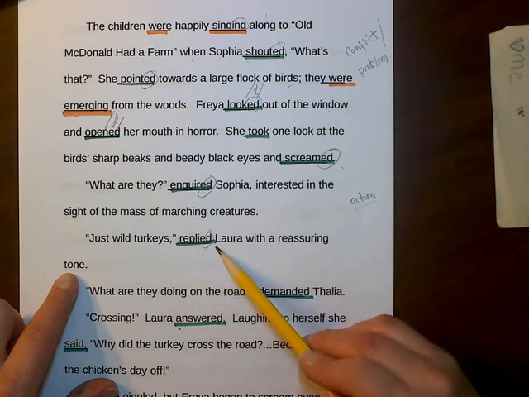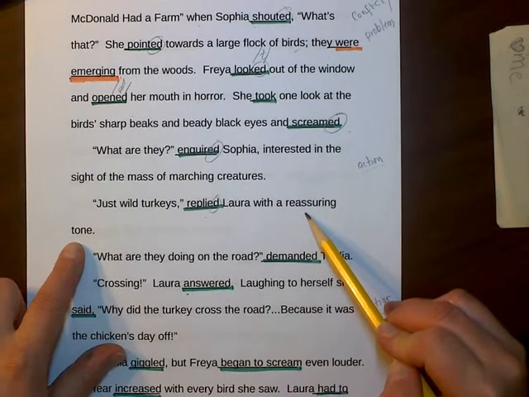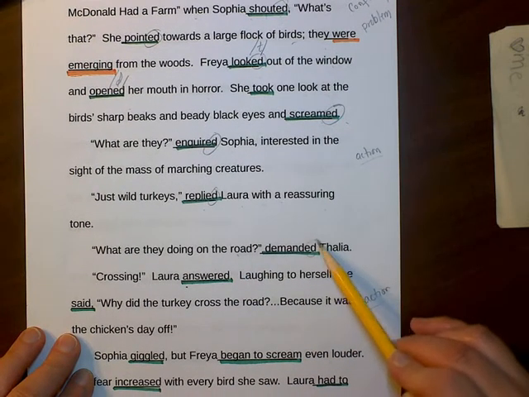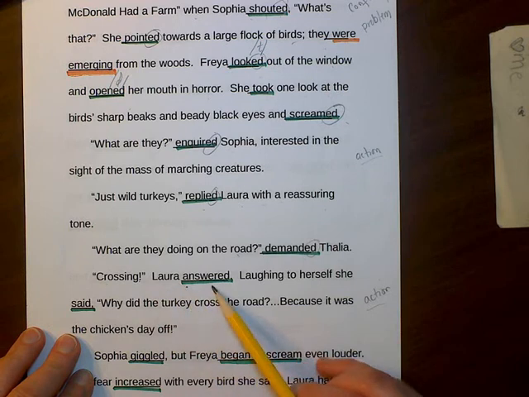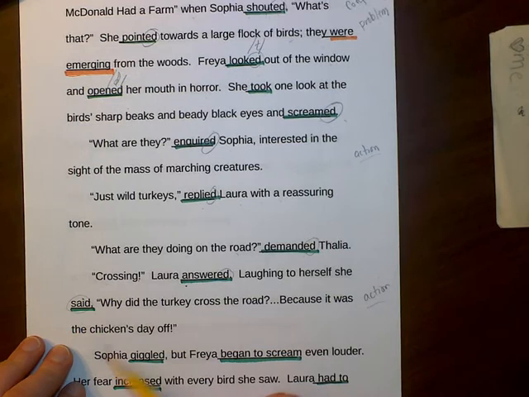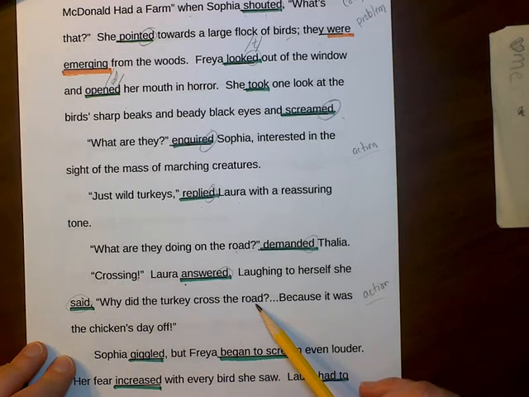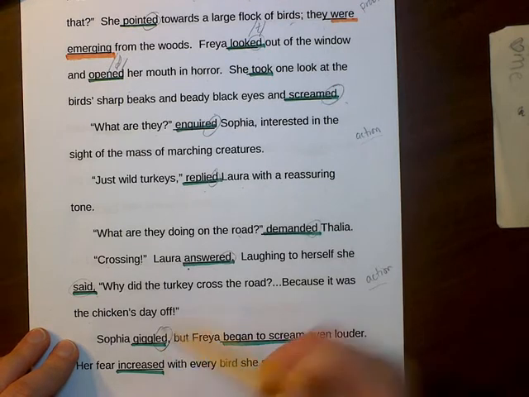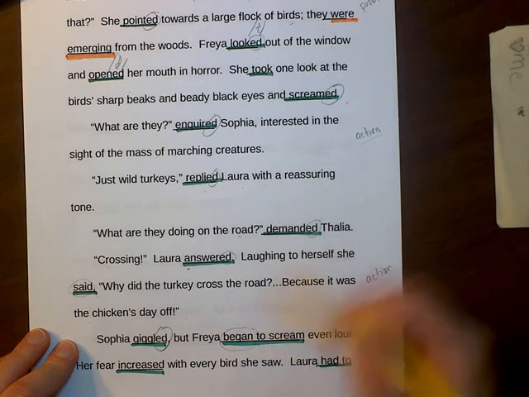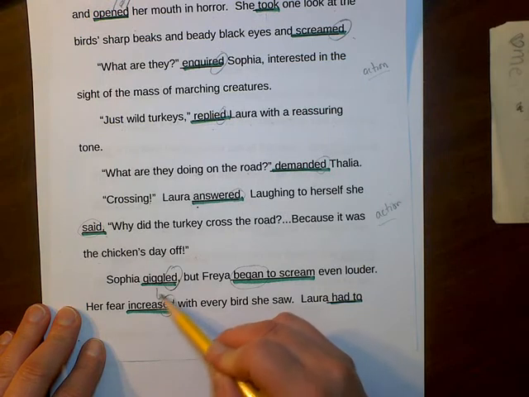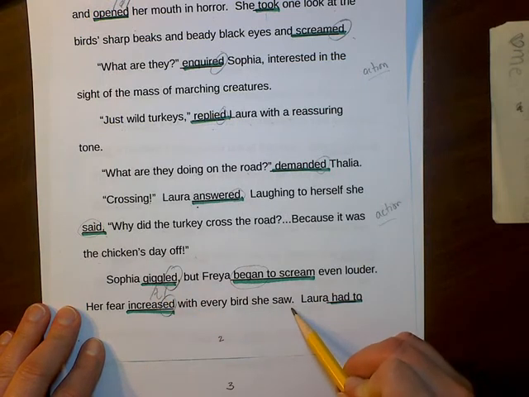Just wild turkeys, replied Laura with a reassuring tone. What are they doing on the road? Demanded Talia, -ed, simple past. Crossing, Laura answered. Laughing to herself, she said, simple past, irregular, why did the turkey cross the road? Because it was the chicken's day off. Sophia giggled. But Freya began, irregular verb, she began to scream even louder. Her fear increased with every bird she saw.